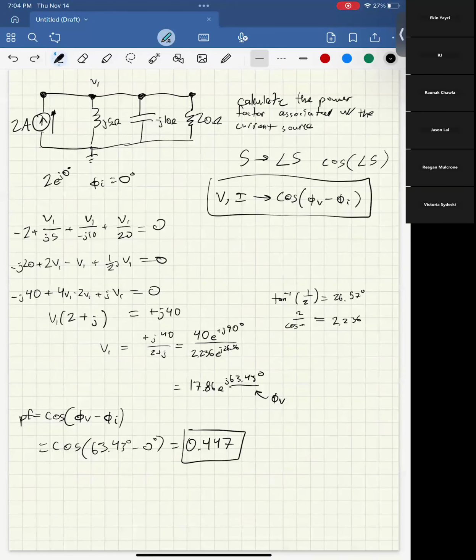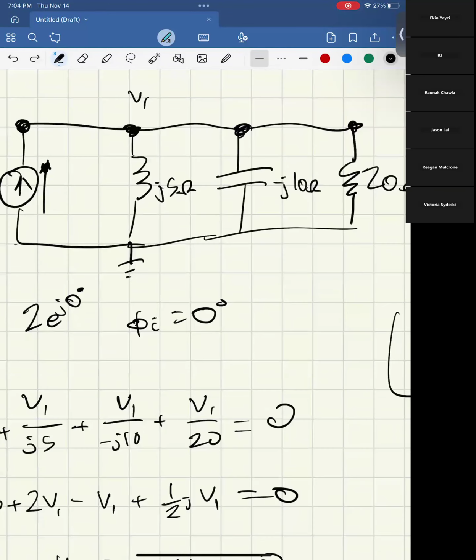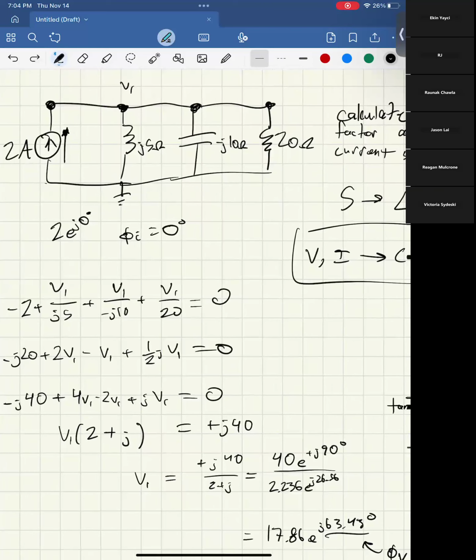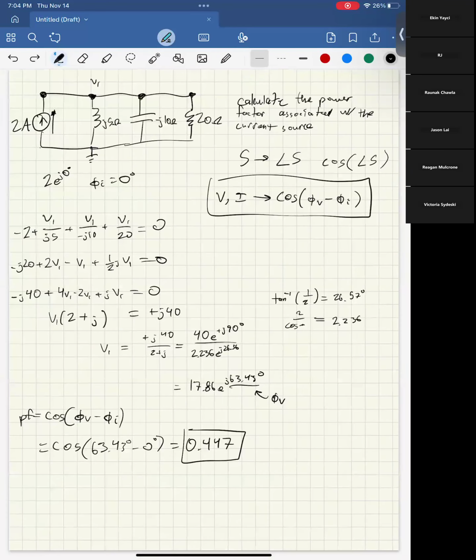So this question is pretty straightforward. If you wanted to find the power of this inductor, then you would take my 2 and do some current division or something like that, and it would be more annoying. Or you could do V1 over J5 to get a current there, and then you could find a power there if you wanted to.